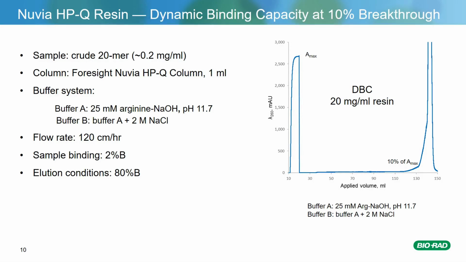Elution is 80% B because at this point, once we get that dynamic binding capacity, we're just knocking everything off the column. The results show that the DBC for the Nuvia HPQ for this crude 20 mer is 20 mg per mil.